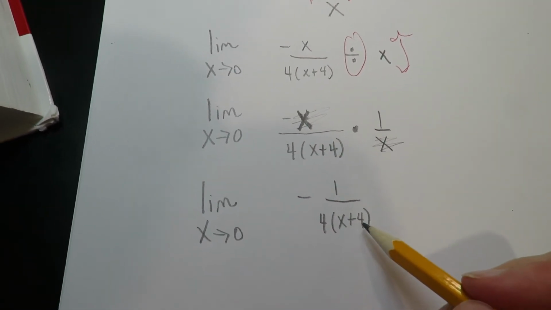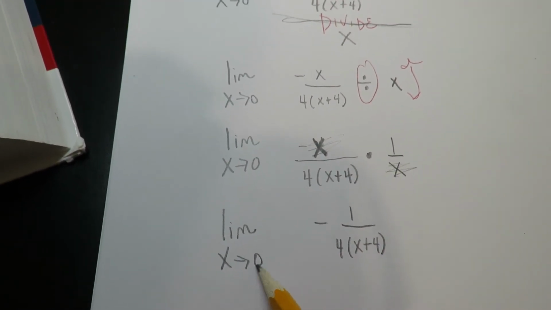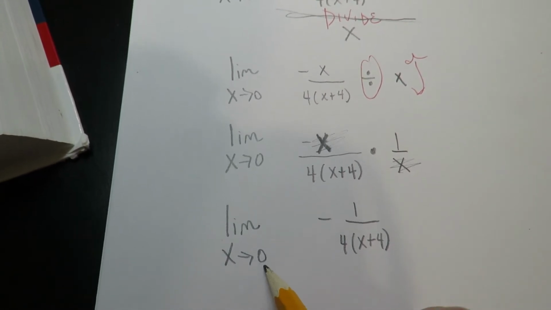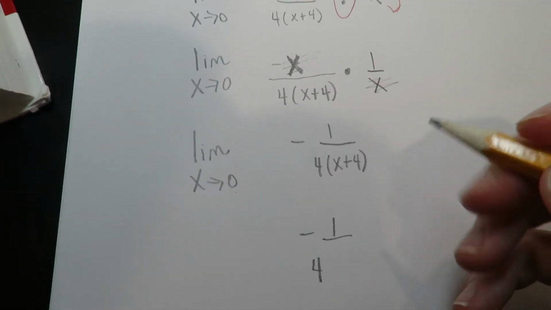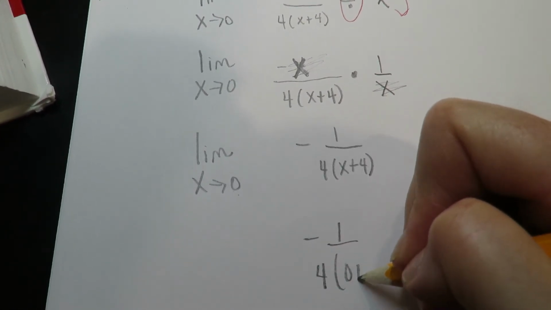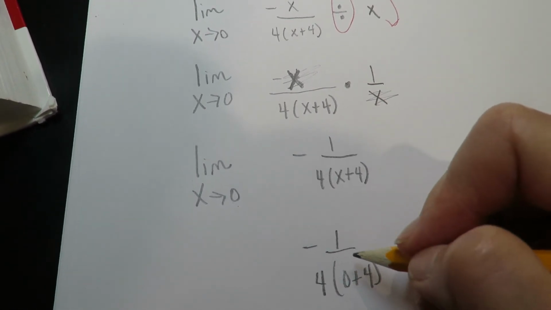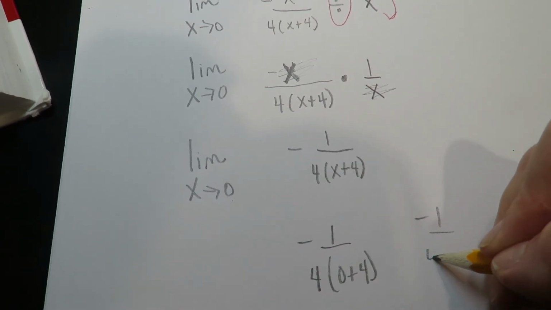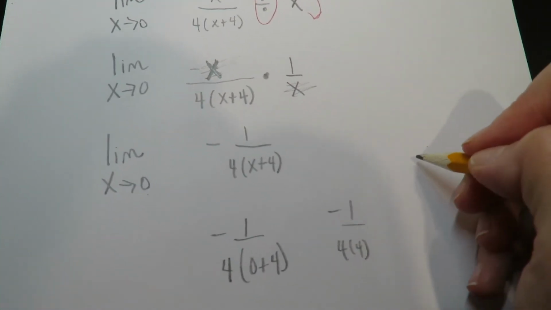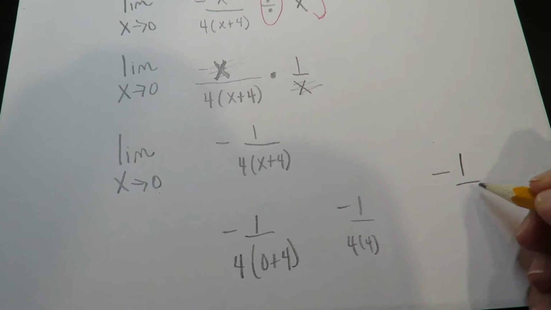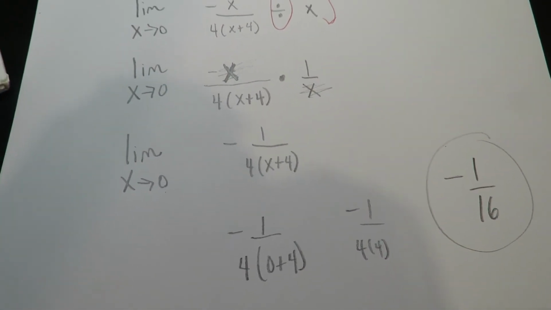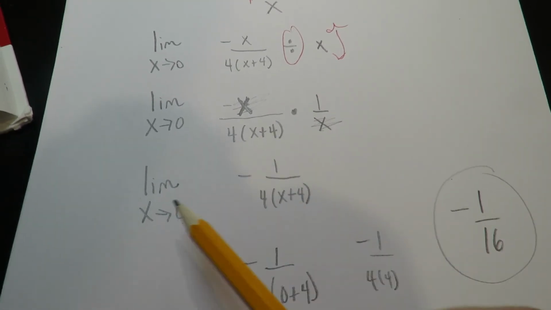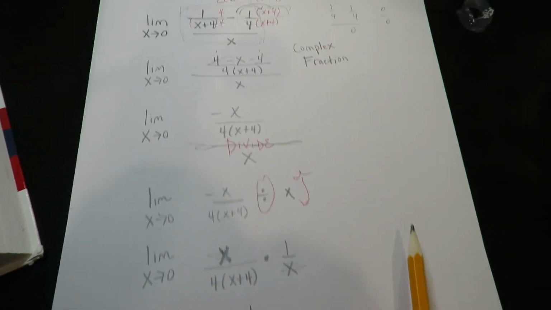Alright, so now that I've simplified the complex fraction, I'm going to go ahead and plug in the limit. So I'm going to put the 0 in now. So you're basically going to have negative 1 over 4 times 4 in the bottom, which is going to be negative 1 over 16. Okay? And that's the final answer. That's the limit. So remember, don't drop the limit until you use it.